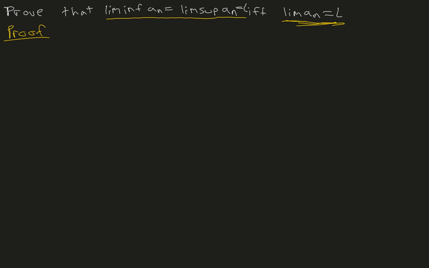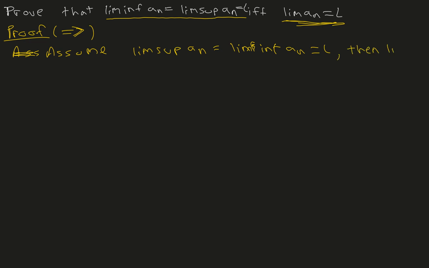So first, let's prove the harder direction, the forward direction. The second direction is pretty easy. So the first direction is when we assume lim sup of a_n is equal to lim inf of a_n is equal to L. Then we have to prove the limit of a_n is also equal to L as well. Right, okay, this is the easy direction. I think the hard direction will be the reverse direction, but I don't know about that.